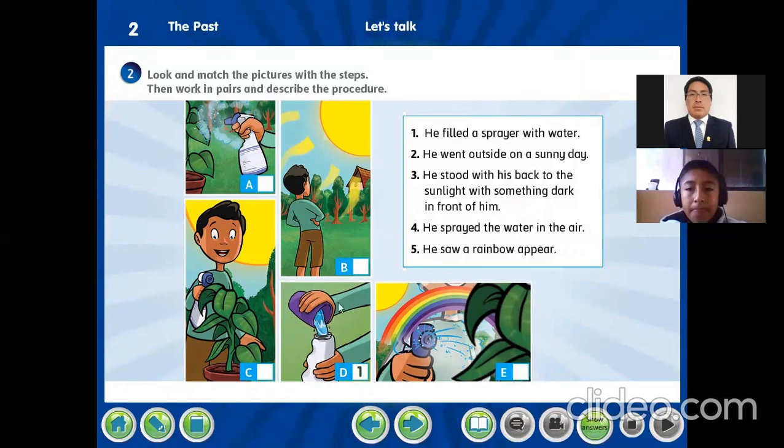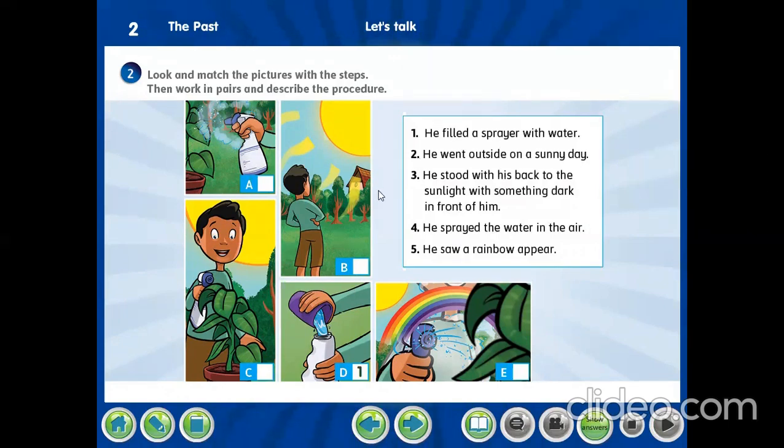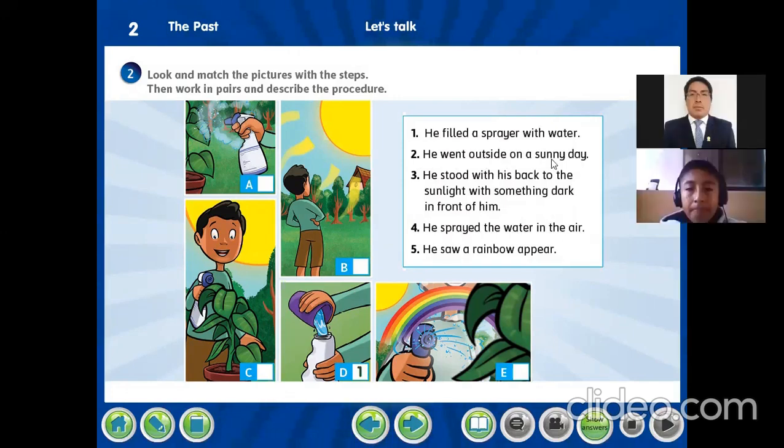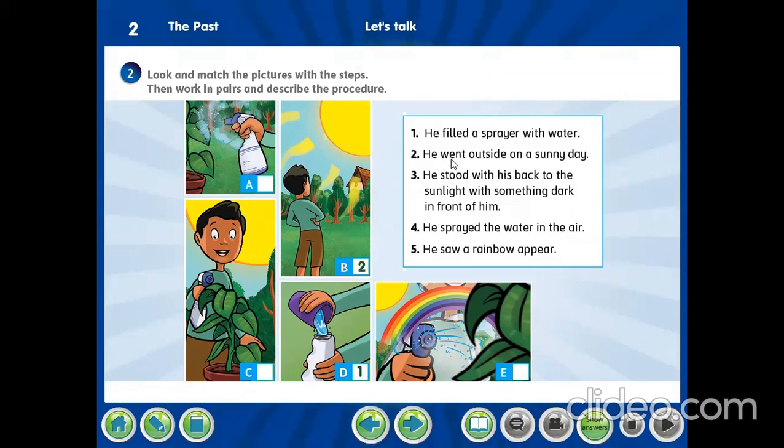Quería participar, teacher. Okay, Milagros, tell me the number 2, please. What is the number 2? When? He went outside on a Sunday. B. Yes, we know this verb, no? Went is the past of the verb go. Remember, went. He went out on a sunny day. Good.